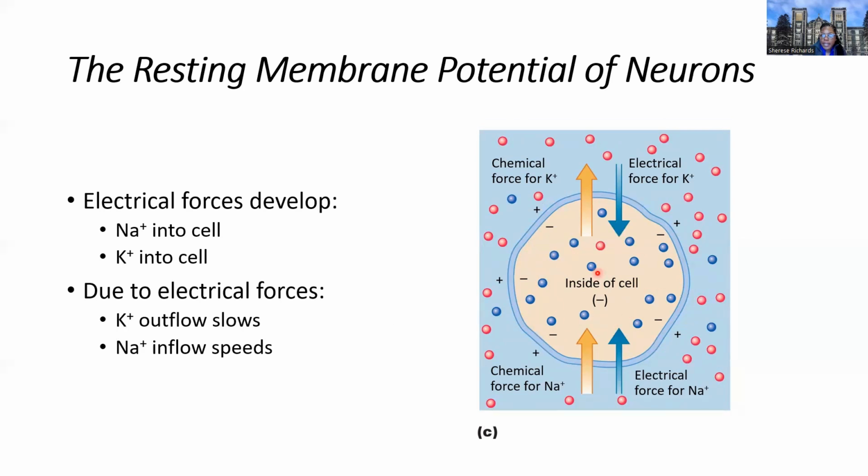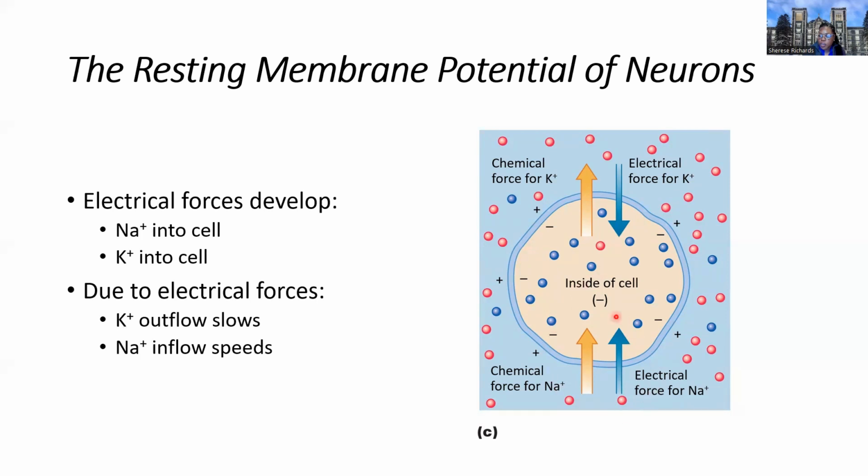Okay, so now we've established a negative environment inside of our cell. We're going to look at potassium's movement. Potassium's electrical force will want to move it into the cell because potassium is positive, the inside of the cell is negative, right? Opposites attract. Now, the same will be true for sodium. So for sodium, the positive charge will be attracted to the inside of the cell, which is now negative.